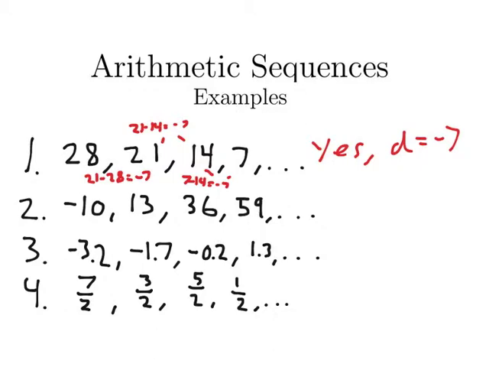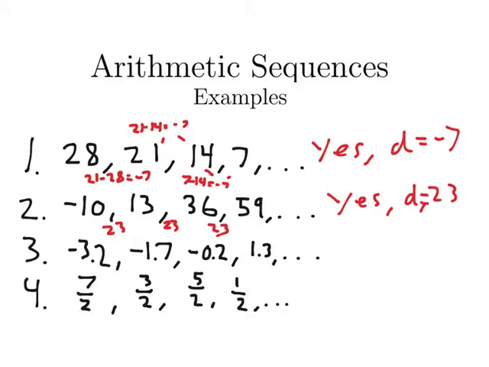For number 2, I can take the difference again. 13 minus negative 10 is 23. 36 minus 13 is 23. 59 minus 36 is 23. So this is an arithmetic sequence where the difference is 23.